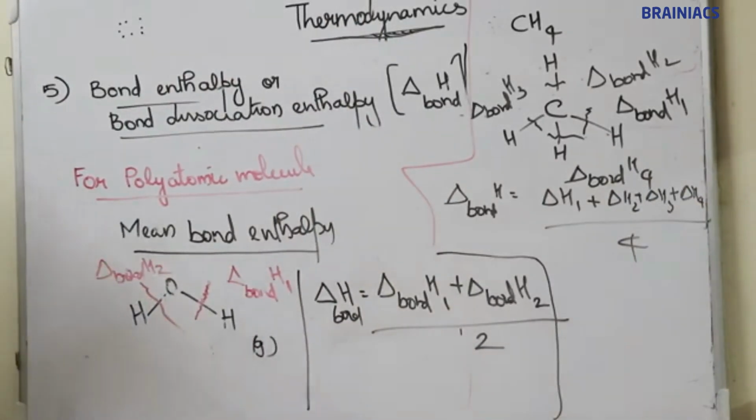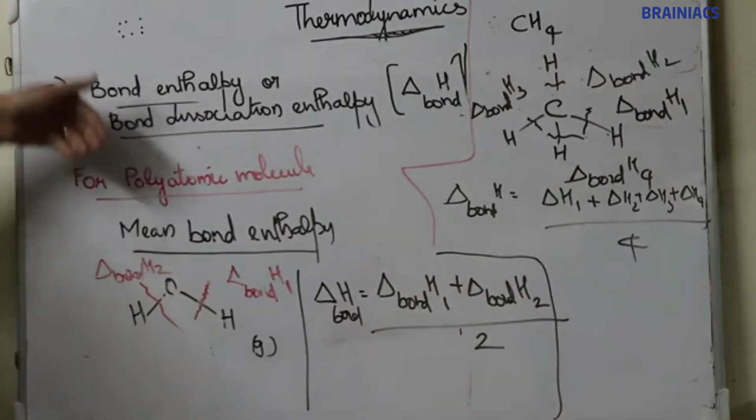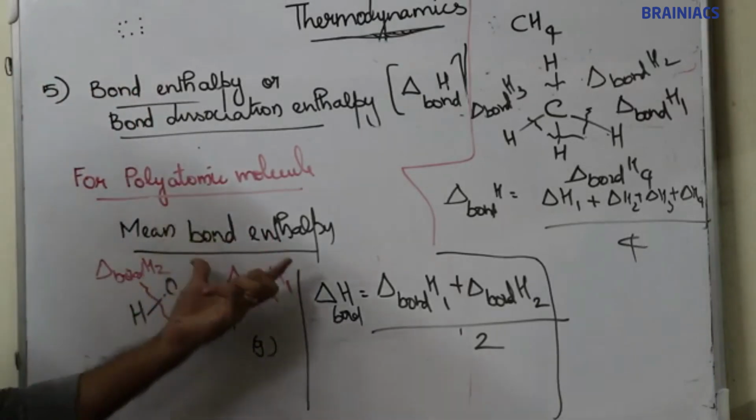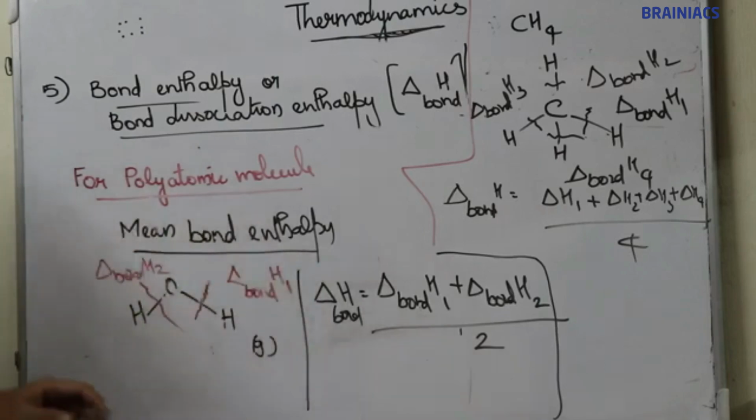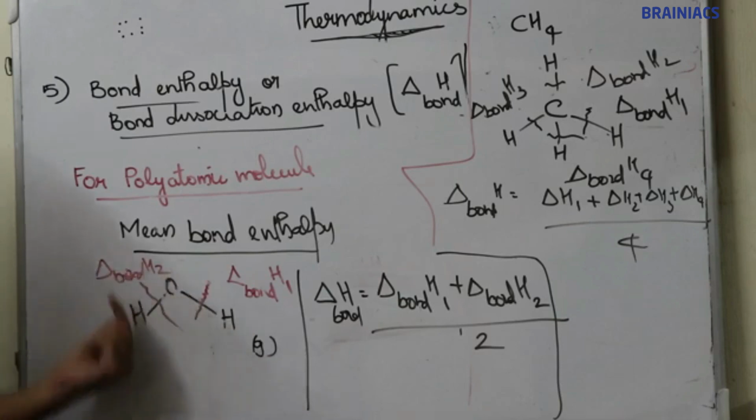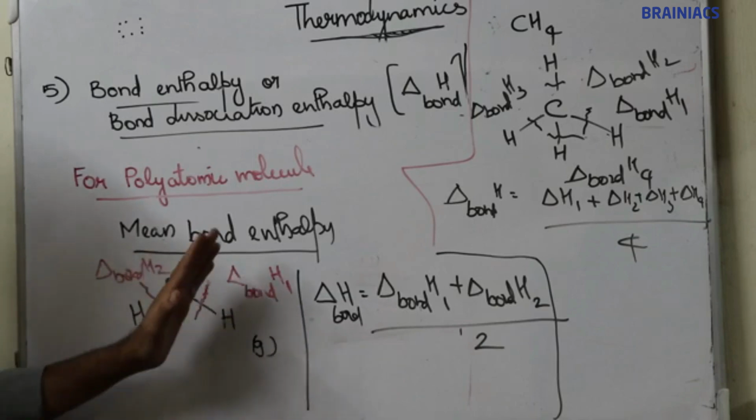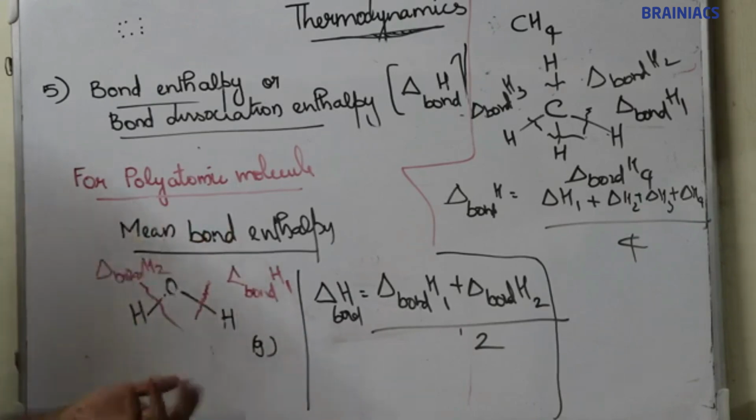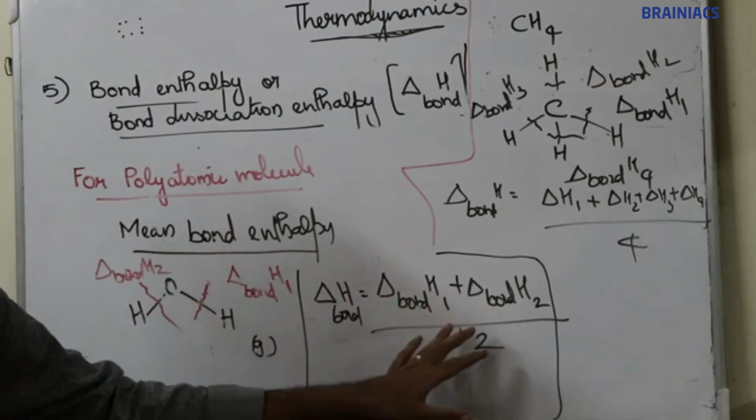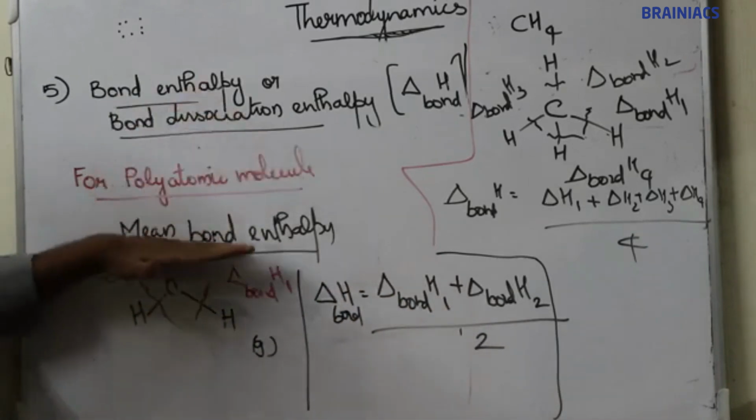In the case of a diatomic molecule, we use the term bond enthalpy or bond dissociation enthalpy. But for a polyatomic molecule, instead of bond enthalpy, we use the term mean bond enthalpy, because in a polyatomic molecule we can observe more than 1 bond. For example, in water we can observe 2 bonds. The energy required to break down the 2 O-H bonds will be different, so we have to take the average of the 2 bond dissociation enthalpies, right?